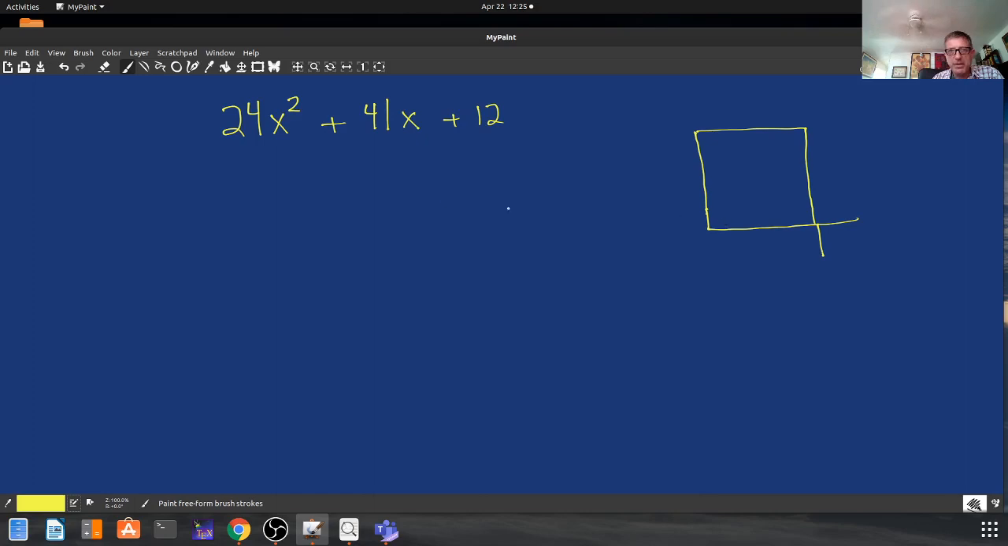But you know what we've not been doing? What is the GCF? Do 24, 41, and 12 share any common factors? They don't. 2 divides 24, but it does not divide 41. 41 is prime.